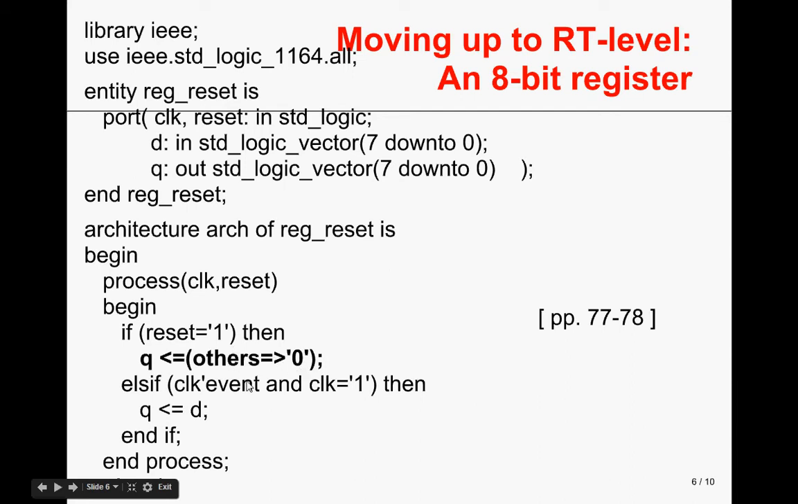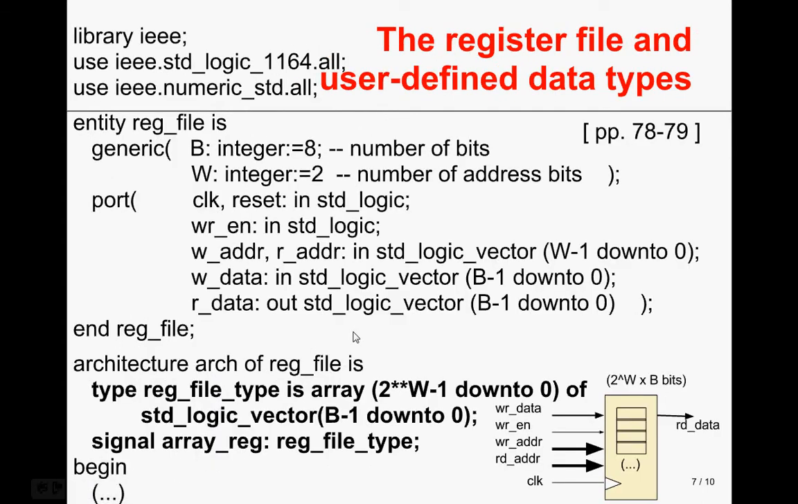Apart from that, the rest is the same. When there is a rising edge in the clock, then Q takes the value of D. This is the difference in imposing the reset operation, which you should be aware of. Now, I won't go into detail on this example. I'll leave it to you to check on pages 78 and 79.